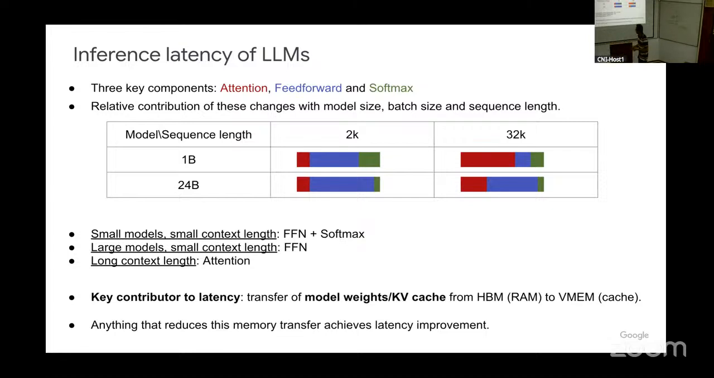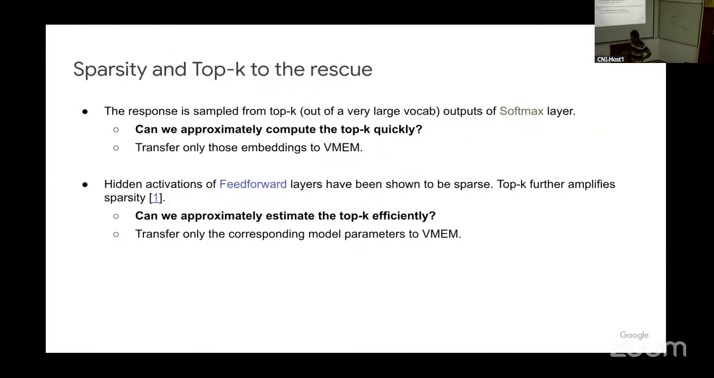Okay, so what we're saying is that anything that reduces this memory transfer can help us achieve latency improvement. So how can we try to reduce the total amount of things that we are taking from HBM to the processor? Let's first look at the softmax layer, for example, right?